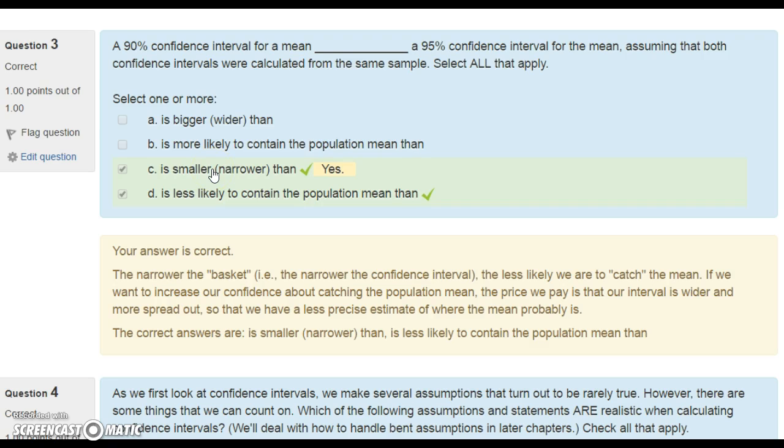Smaller than, if you think about the confidence intervals drawn as a horizontal line, the wider the net, the longer the line, the more likely you are to catch it. So a 95% confidence interval is going to be spread apart further than a 90%. The more you spread your confidence interval out, the more likely it is that you'll catch the mean, the more confident you are that you can catch the mean. So a 90% confidence interval would be smaller than a 95, less likely to catch the mean.